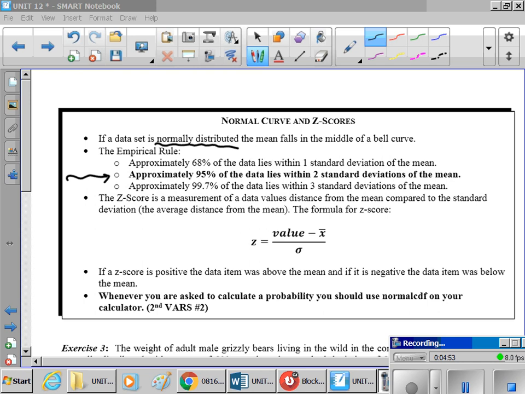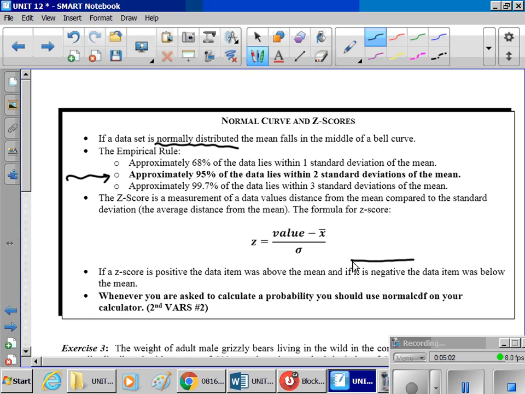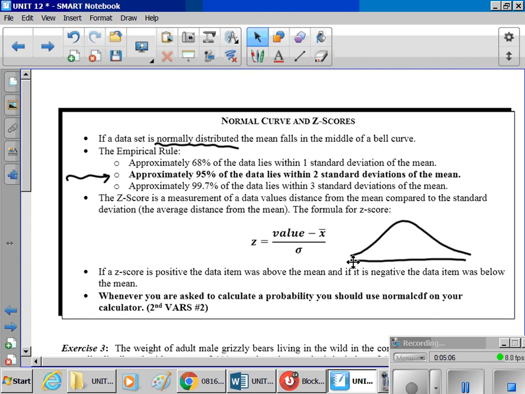We were talking about the approximately 95% of the data lies within two standard deviations of the mean. So if you consider that perfect bell curve here, and you consider this being the mean here, one standard deviation goes in each direction, and two standard deviations go here. So between two standard deviations from our mean, we should have 95% of the data.